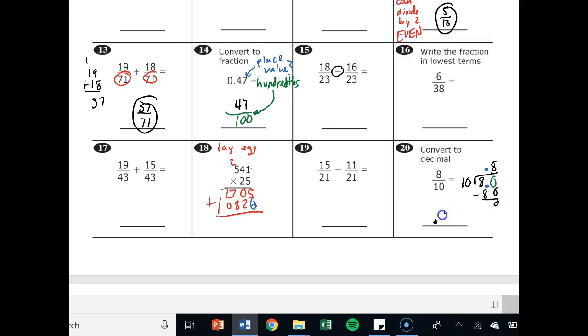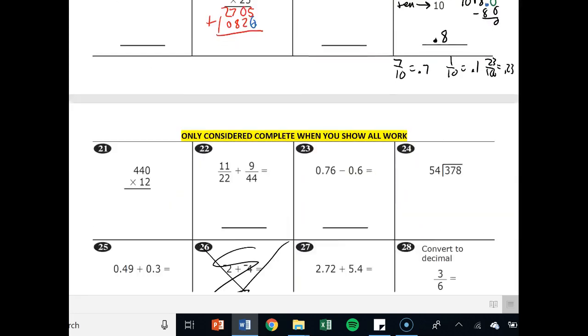Now, another way just to look at that, this is base 10. Anytime anything is base 10, you can just look at the numerator and you have your decimal. So like 7 over 10, for instance, would be 0.7. 1 over 10, for instance, would be 0.1, right? 23 over 100, 100 is base 10, would be 0.23, right? So anytime it's base 10, you can just look at the numerator and that's your decimal. All right, to the back side.